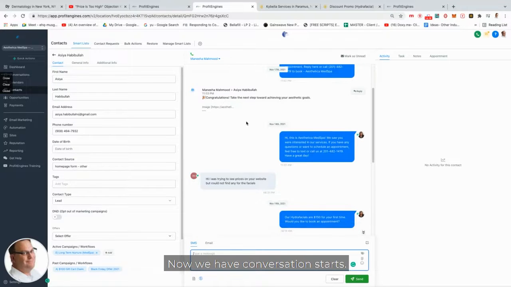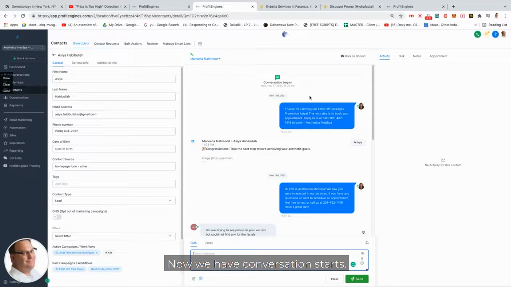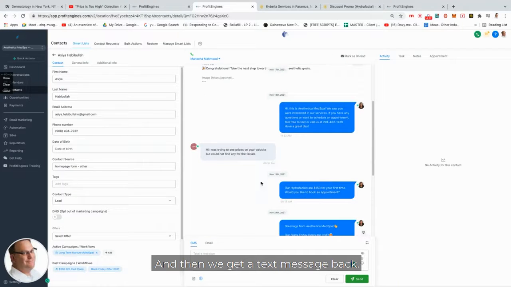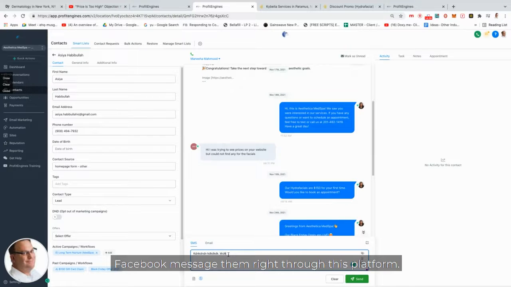So now we have conversation starts. Here's the first set of sequences. Hey, thanks for claiming. Book your time. And then we get a text message back: Hi, I was trying to see your prices on the website, but I could not find any for facials. Okay. So now we can start to type, email, or Facebook message them right through this platform. So now that we can create a communication line, we can keep the dialogue started or continued.